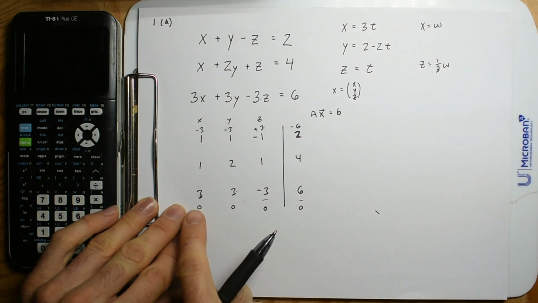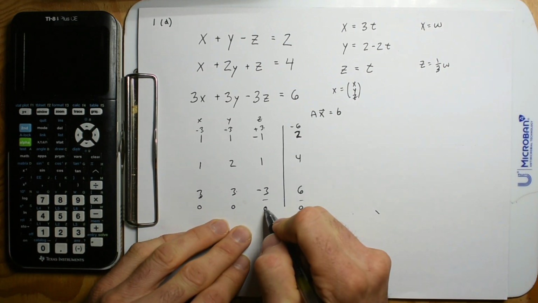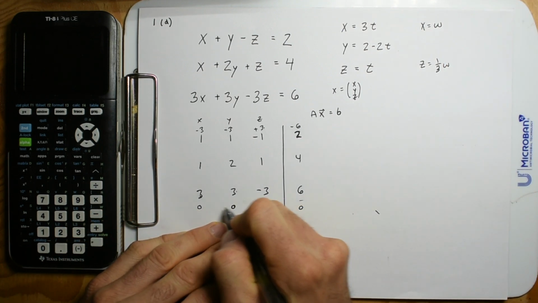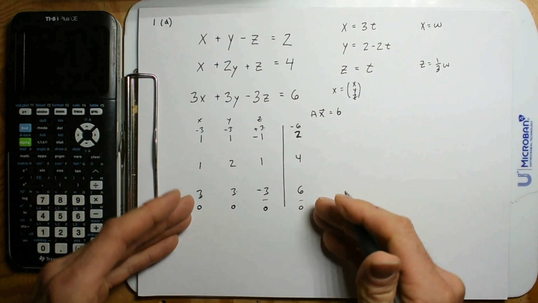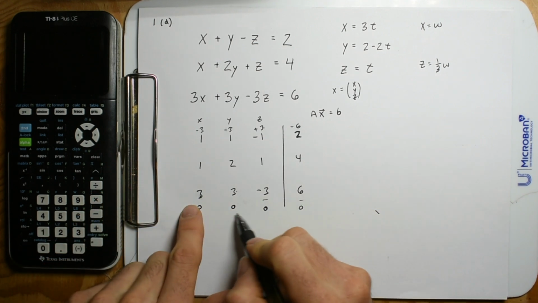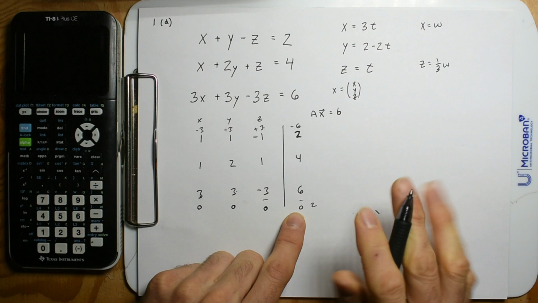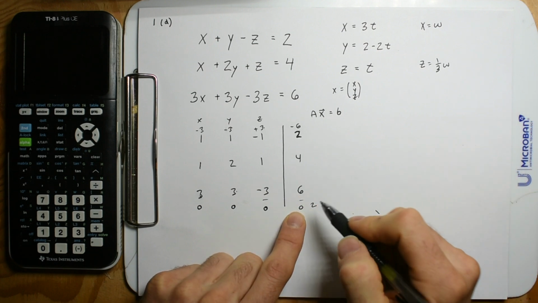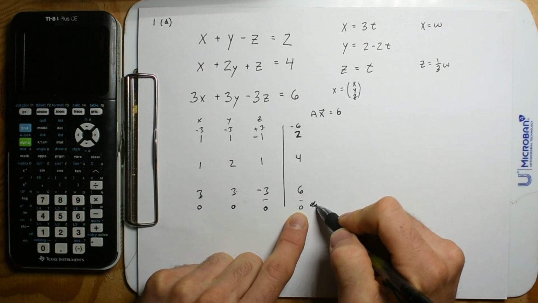So if you get something like 0, 0, 0, 0, this means that you're going to get an infinite solution. Now if this was 0, 0, 0, 2, then no solution. You know what I mean? Then you can just move on, because there's no solution.